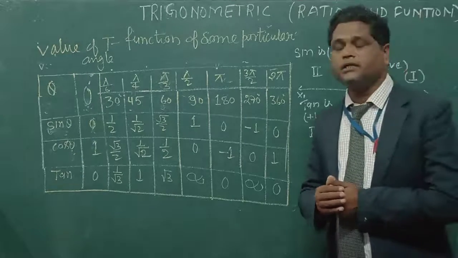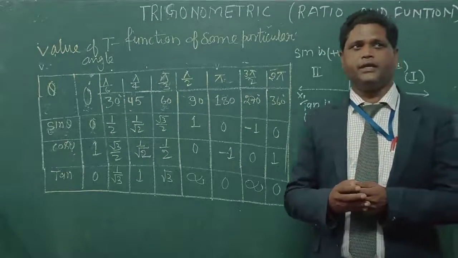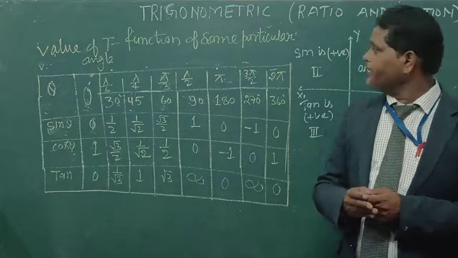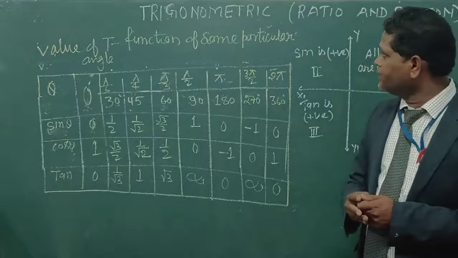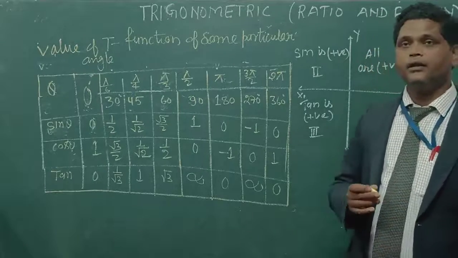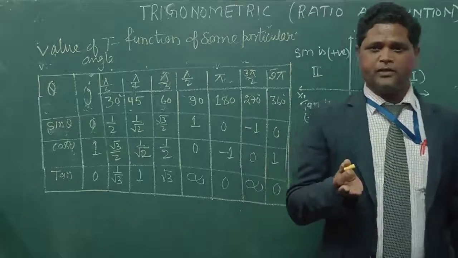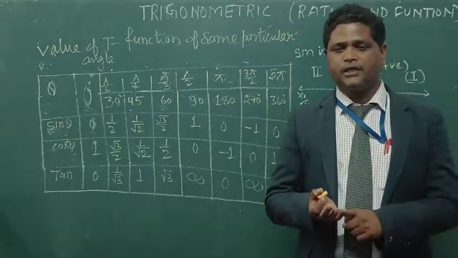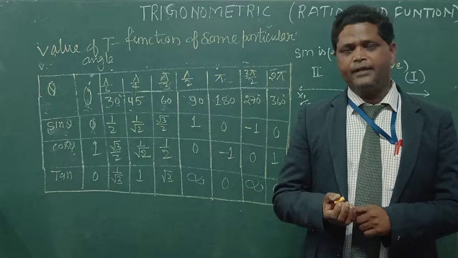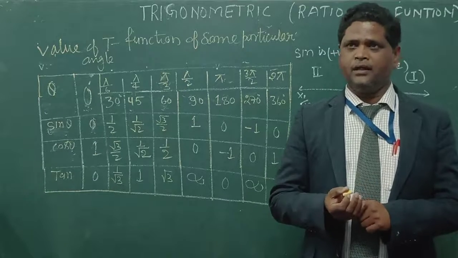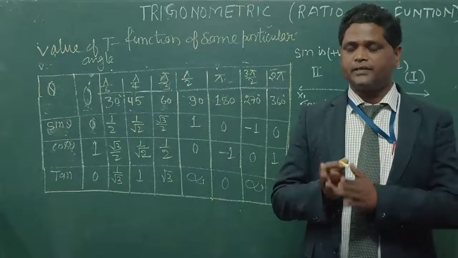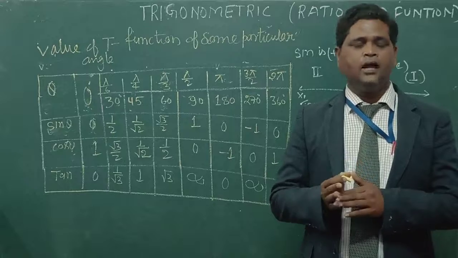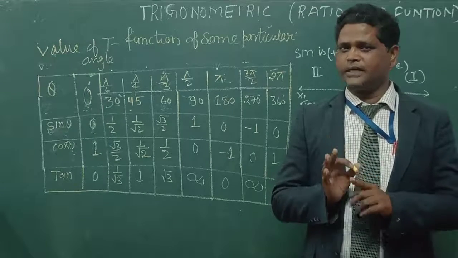All functions: sine, cos, tan, cosec, sec, cot. Already I have told about that. Sin theta equals 1 by cosec theta, cos theta equals 1 by sec theta, tan theta equals 1 by cot theta, tan theta equals sin theta by cos theta, and cot theta equals cos theta by sin theta.